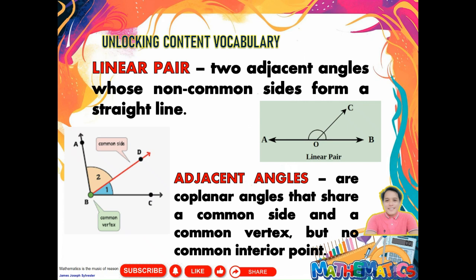And for another unlocking content vocabulary, we have linear pair. It has two adjacent angles whose non-common sides form a straight line. Adjacent angles are also coplanar angles that share a common side and a common vertex but no common interior point.